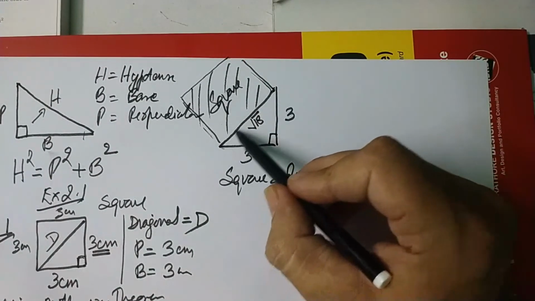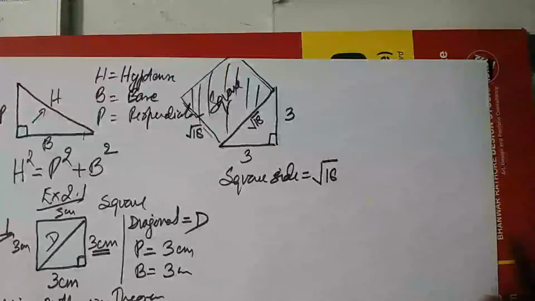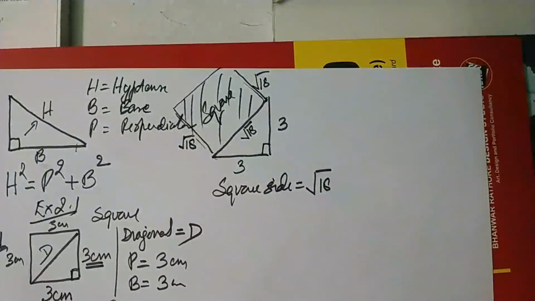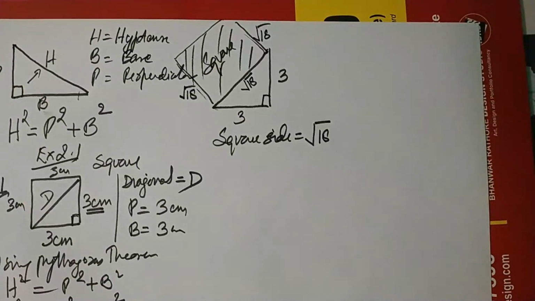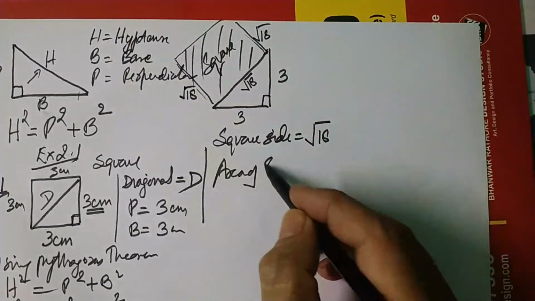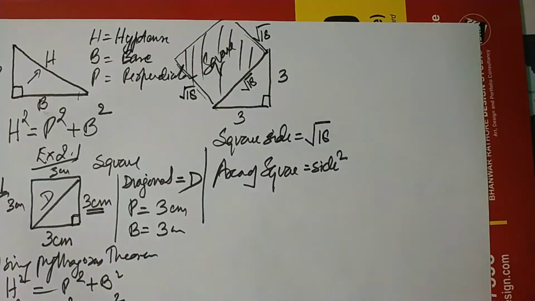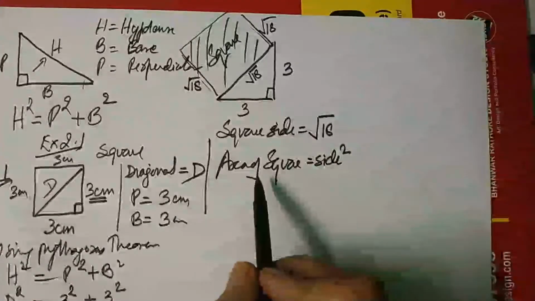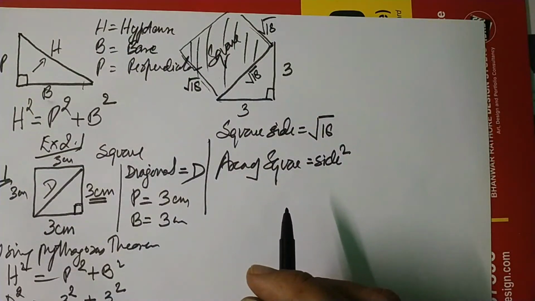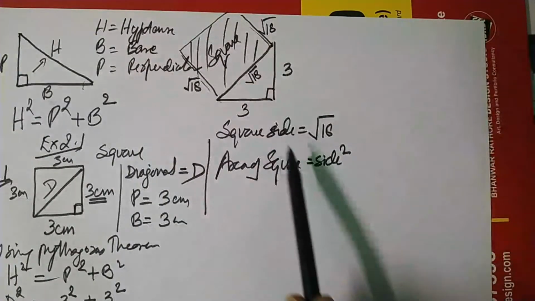So its side is under root 18. Therefore this side is also under root of 18, and all the sides are under root 18. I think all of you know why all the sides are equal, because a square has all sides equal. The question says, now find the area of this square. So what is the area of this square? Area of square is equal to side square. Okay, so there is a combination of Pythagoras theorem and mensuration, or finding area. So you have found the side. Area of the square will be side square.